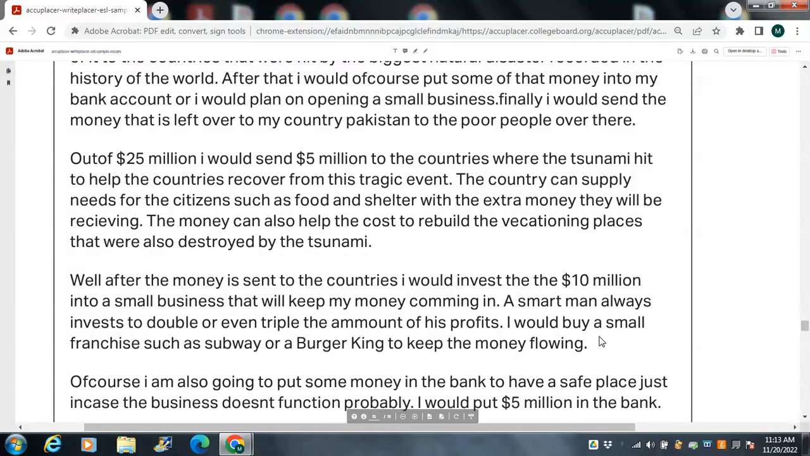Okay, so they're sort of setting this up like I have 25 million, 5 million's going here, and now 10 million is going to something else. I do like that they basically talked about opening up a small business. They mentioned a bank account. We don't see that just yet, but we do see the small business. And so that's good.